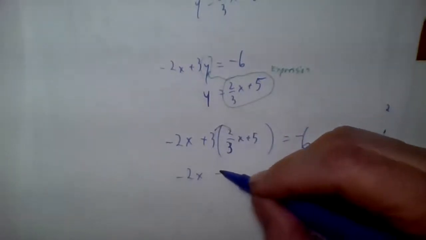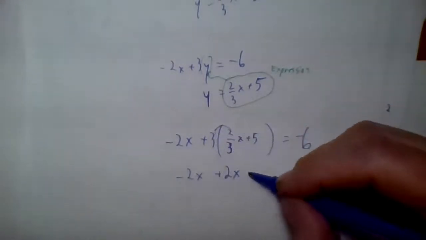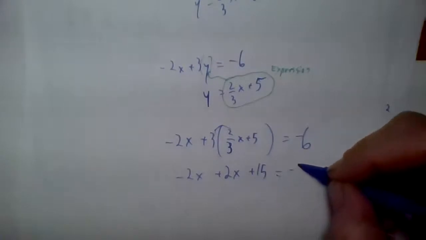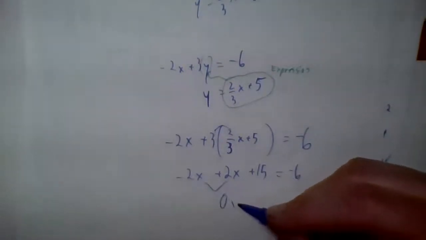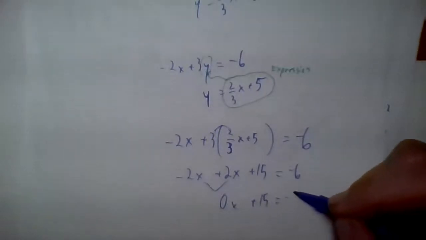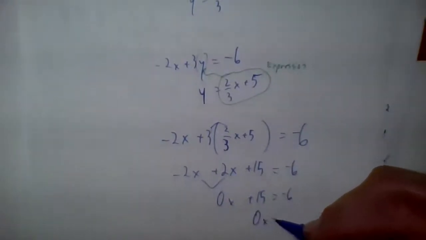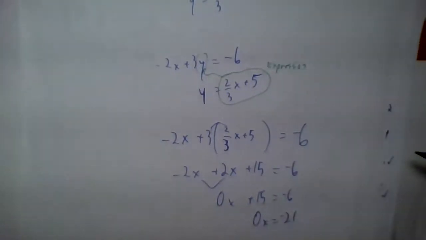3 times 2/3 is positive 2. 3 times 5 is 15. I got a linear equation with no solution. I got 0x plus 15 equals negative 6, right? You can't solve that. There's no solution to that thing.